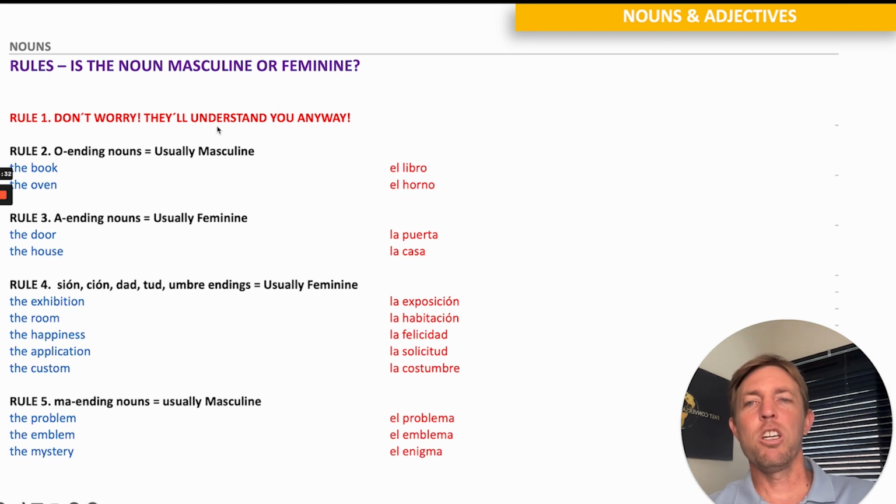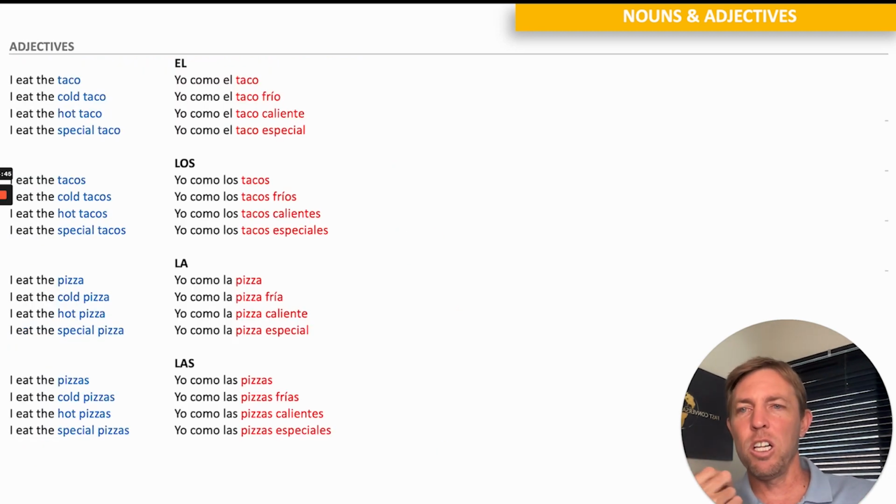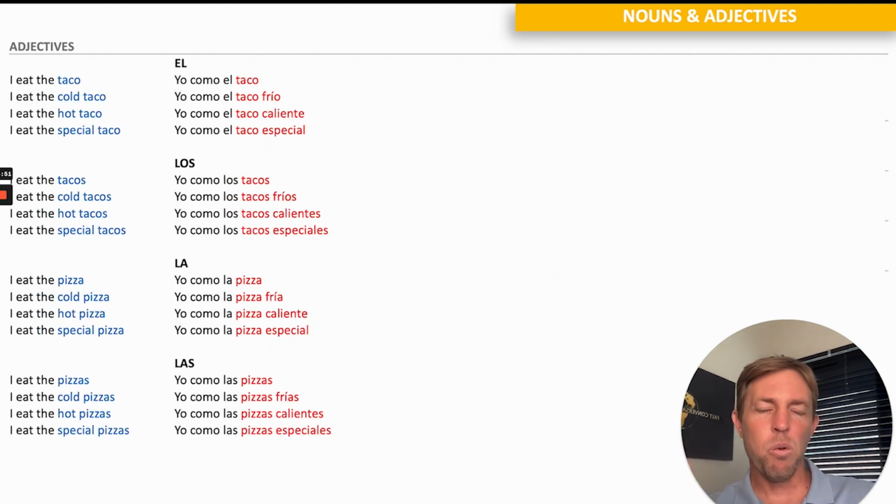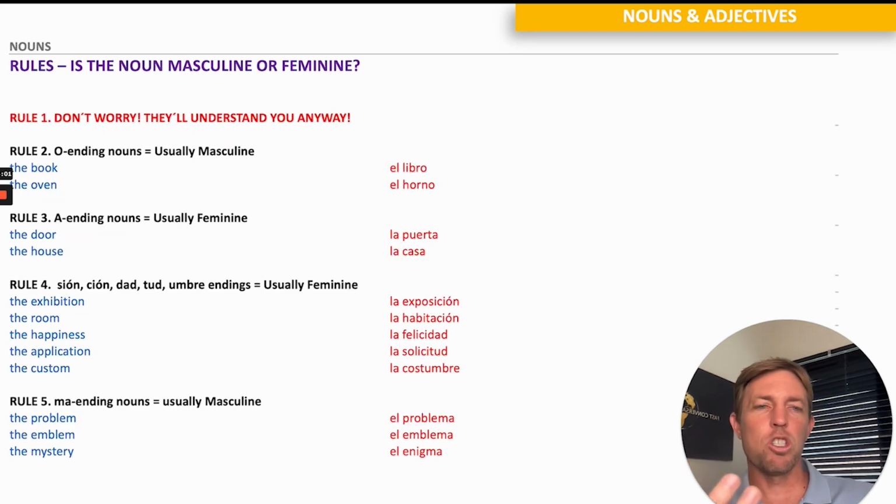Okay? Gender is something you get through immersion, not through memorization. You will not master gender today. You will not master gender this week. All you're going to do is get familiar with the el, los, la, las, un, una, unos, unas. That's all. That's all I want. And putting the adjectives after the nouns. That, again, even if you mess that up, they'll still understand you. But I just want you to be introduced.